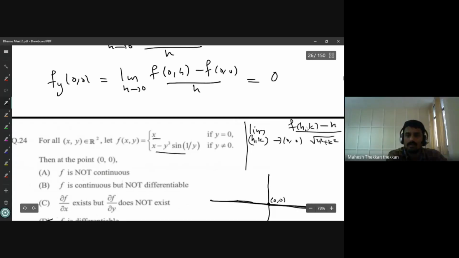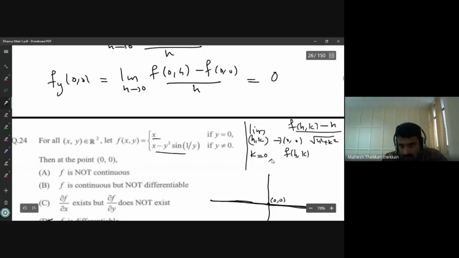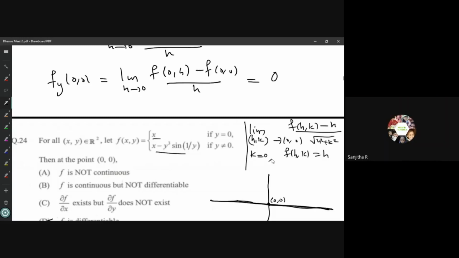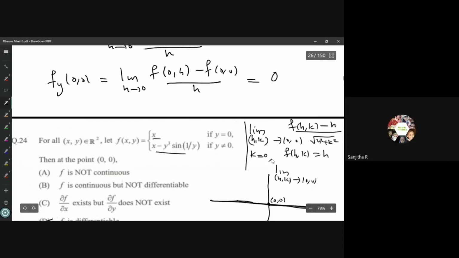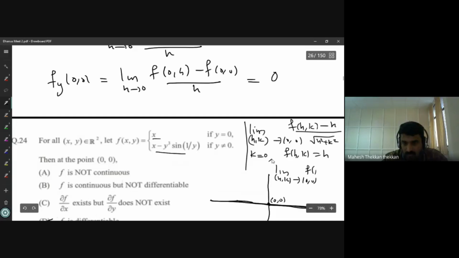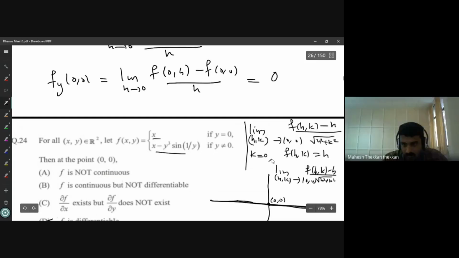Then for k not equal to 0, you again have to go for that case. So for k equal to 0, f(h,k) is h, and in the numerator you will get h minus h, so the numerator term will be 0. So totally you got 0. In that case, the limit as (h,k) tends to (0,0) of the total term has to be 0, right? That is equal to 0.